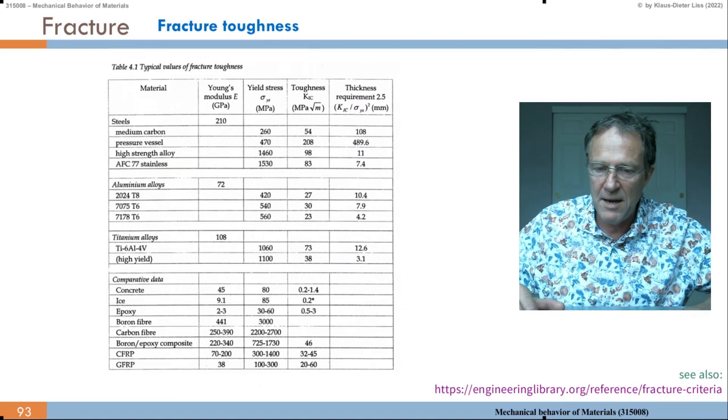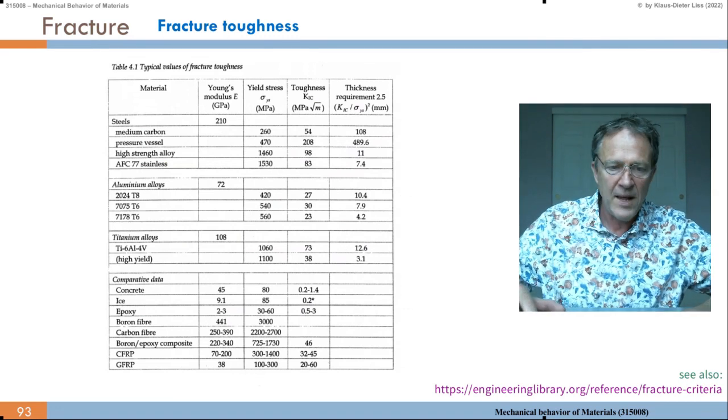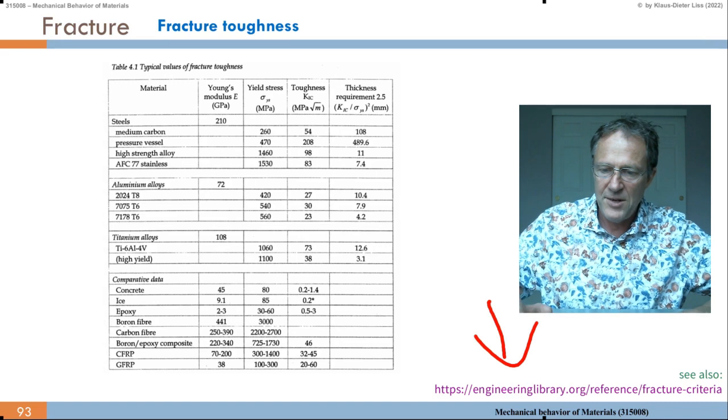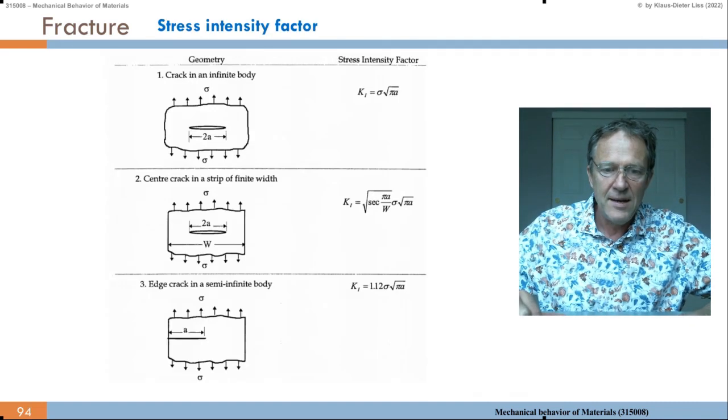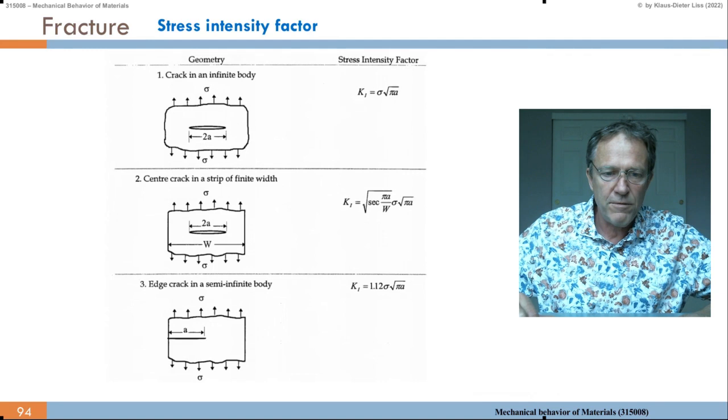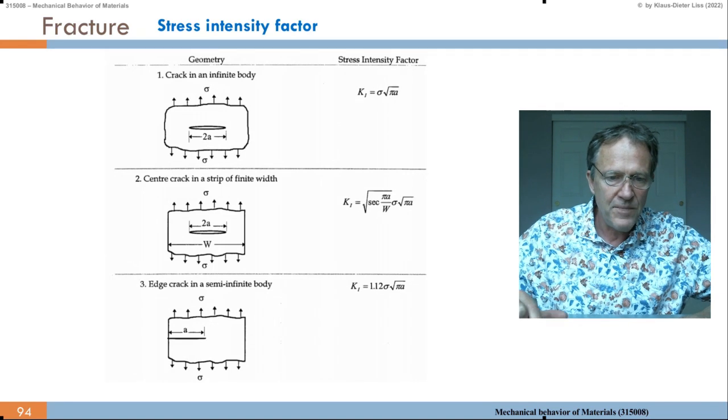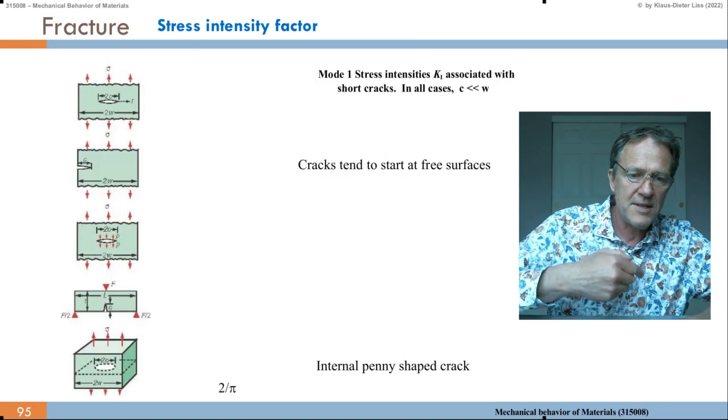Another of these tables, I'll let you go through it. Also look up here, engineeringlibrary.org. Here again is the table I showed a few slides ago. I don't want to go through that because it's here again.